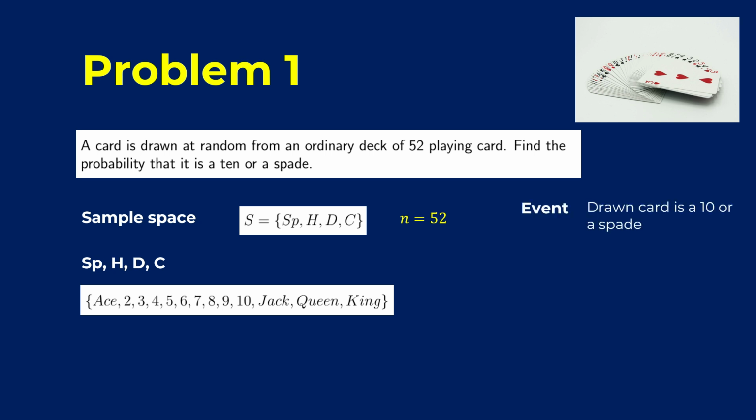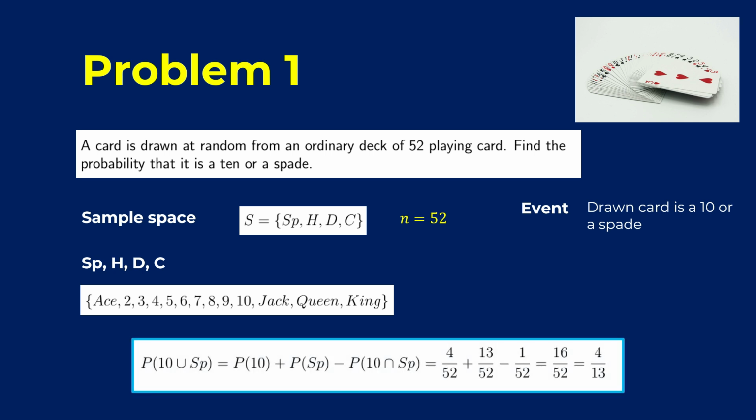So let's see how we find the probability of an event, whether a card drawn is a 10 or a spade. Using theorem 6, we can write this as the probability of 10 plus the probability of spades, minus the probability of both 10 and spades. You can also check the basic probability part 1 video on my channel to learn more about theorem 6. Remember, to avoid double counting, we subtract the probability of 10 and spades, since it is already included in both the probability of whether the card is a 10 and the probability whether the card is a spade.